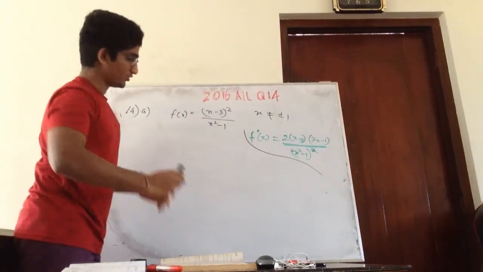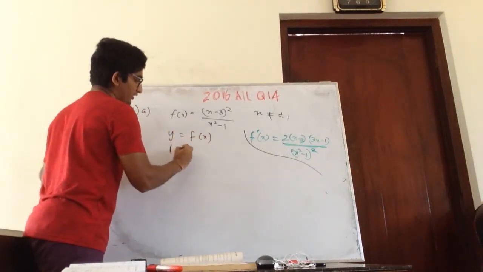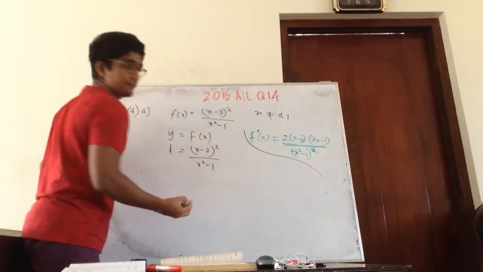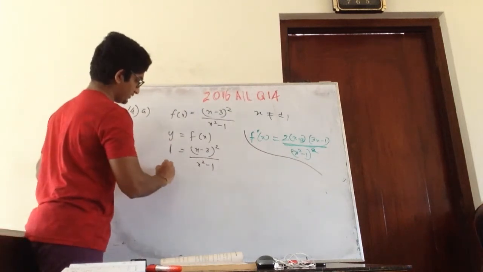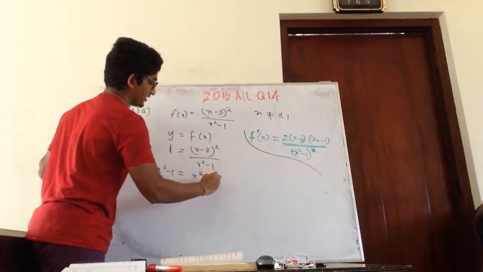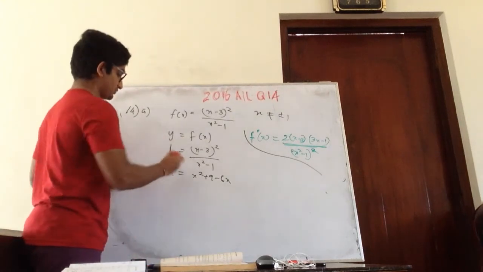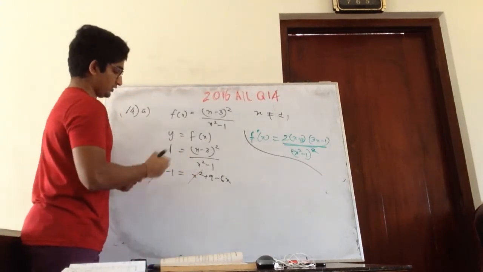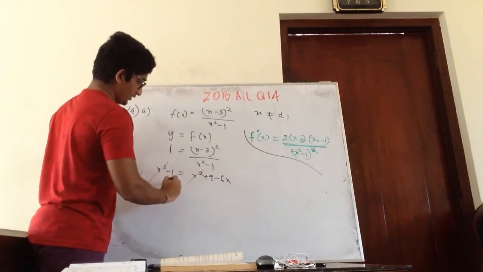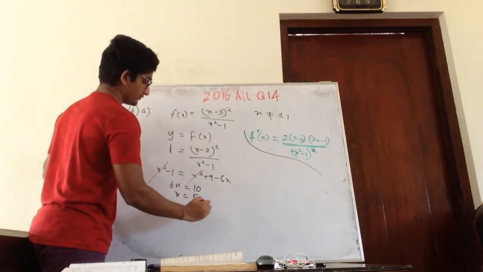So now y equals f(x), right? So y is equal to 1. So you need to get the corresponding x value, right? So just multiply and see. I'm going to expand this: x squared plus 9 minus 6x. So I'm going to cut these off. Then I will get x equals 5 over 3.